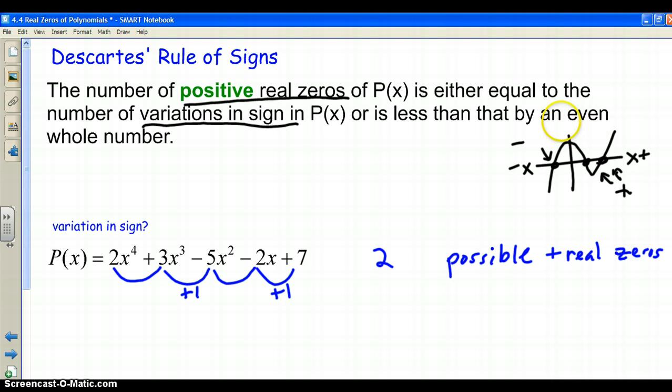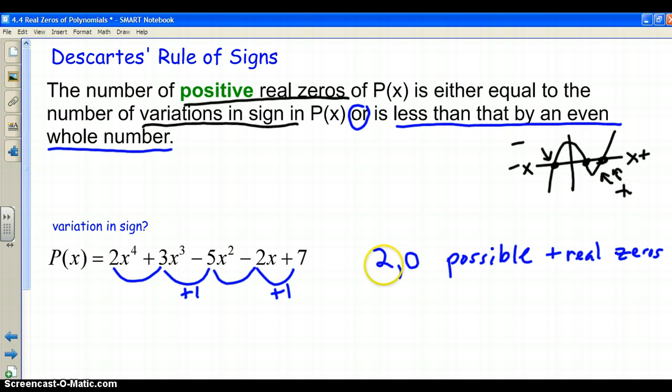Oh, and it says one more thing. Or less than that by an even whole number. What's an even whole number less than 2? Well, 2 minus an even number like 2 is 0. So there's actually 2 possibilities here.